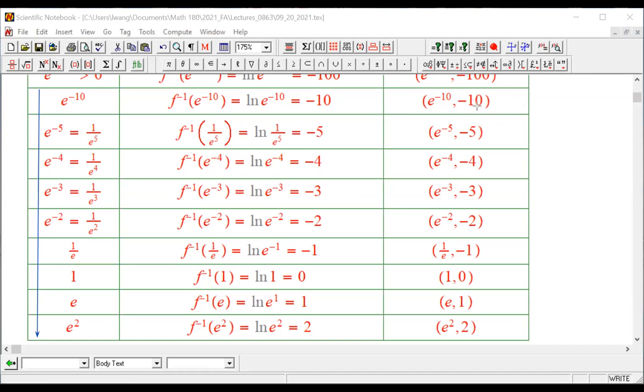Right now we know that the domain can only have positive numbers, but let's look at the output. Some of our output is negative, some is 0, some is positive. So what do you say about range? The range has to be from negative infinity to positive infinity, right? Do you guys see that? Okay, let's graph.